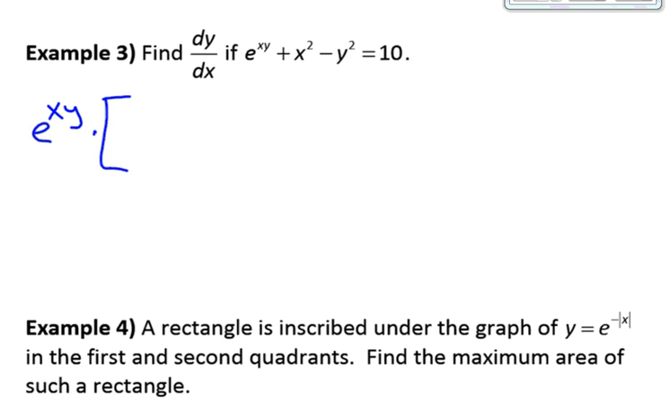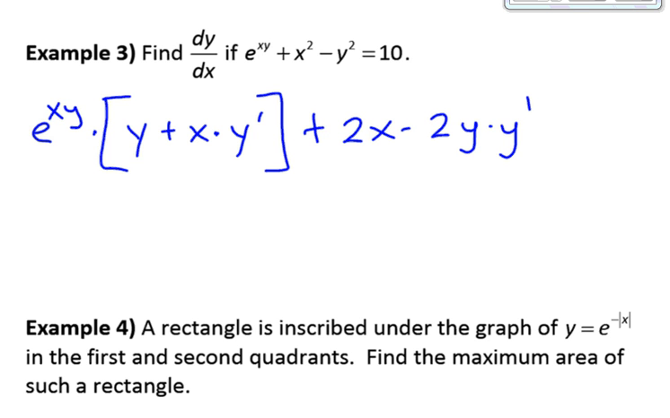So since I know that I'm going to have to apply the product rule, I'm going to have a sum. So I want to put big brackets there, meaning that e to the xy is going to have to distribute inside there. So the derivative of xy is 1 times y plus x times y prime, plus 2x minus 2y times y prime, which then equals 0. So remember to find dy dx, or in my case, y prime, we first need to take this e to the xy and distribute.